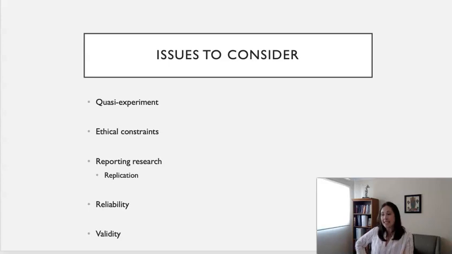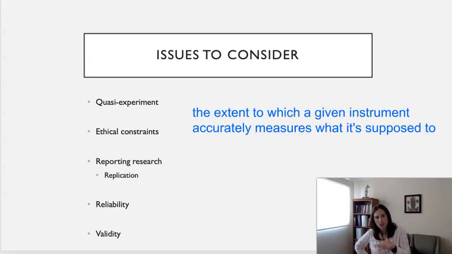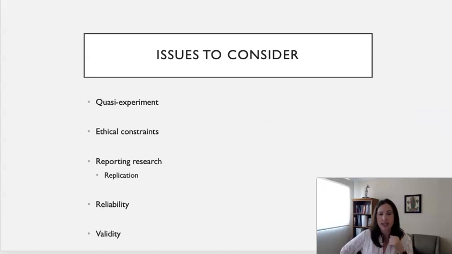If it's valid, that's the extent to which your instrument, your measure, whatever, accurately measures what it's supposed to. So if my TRIM 18 is valid, it's actually measuring your unforgiveness.